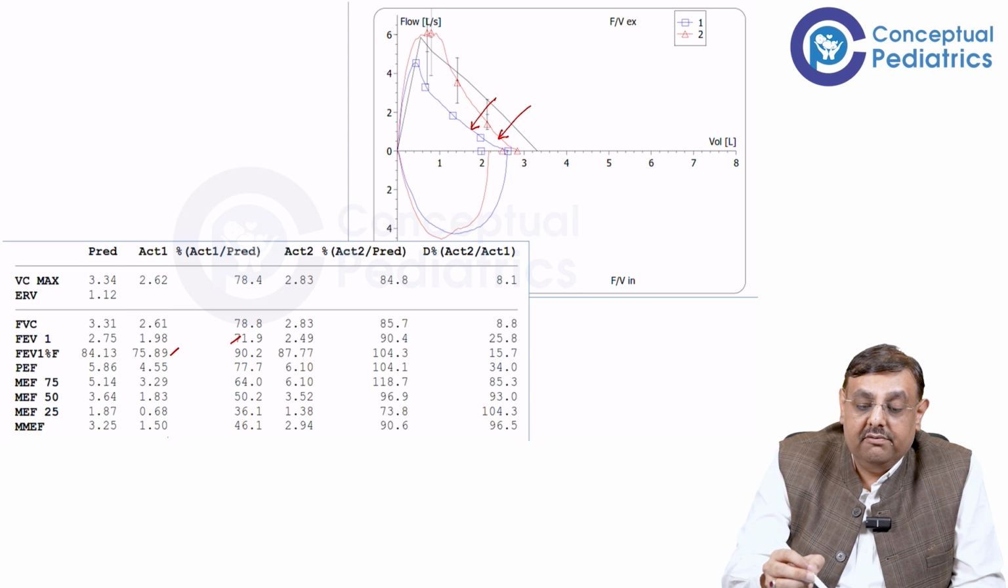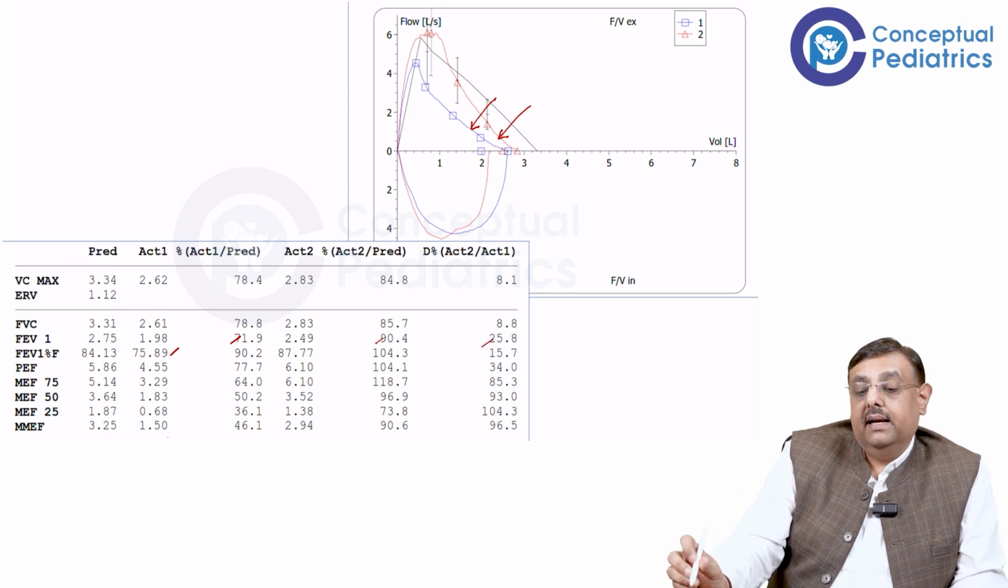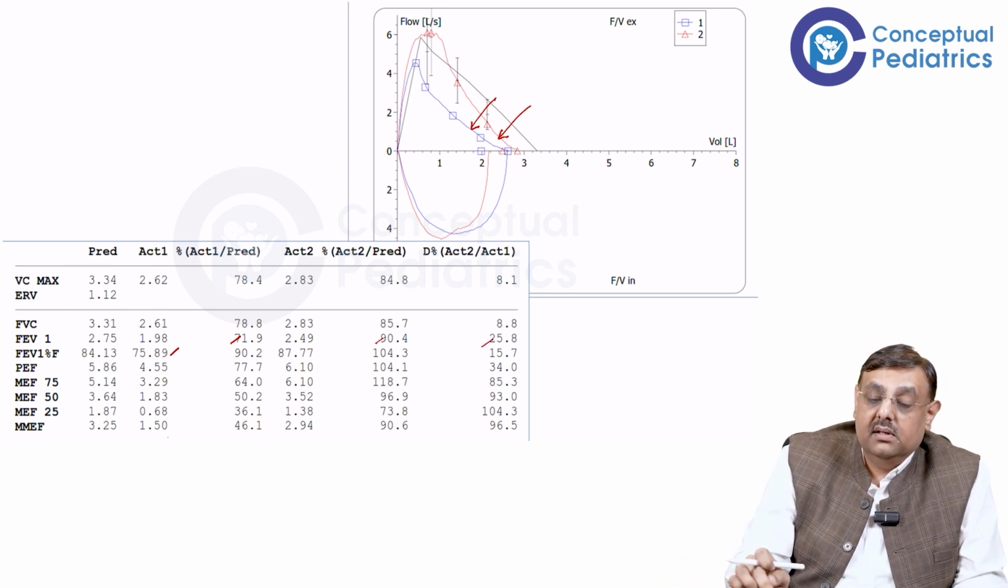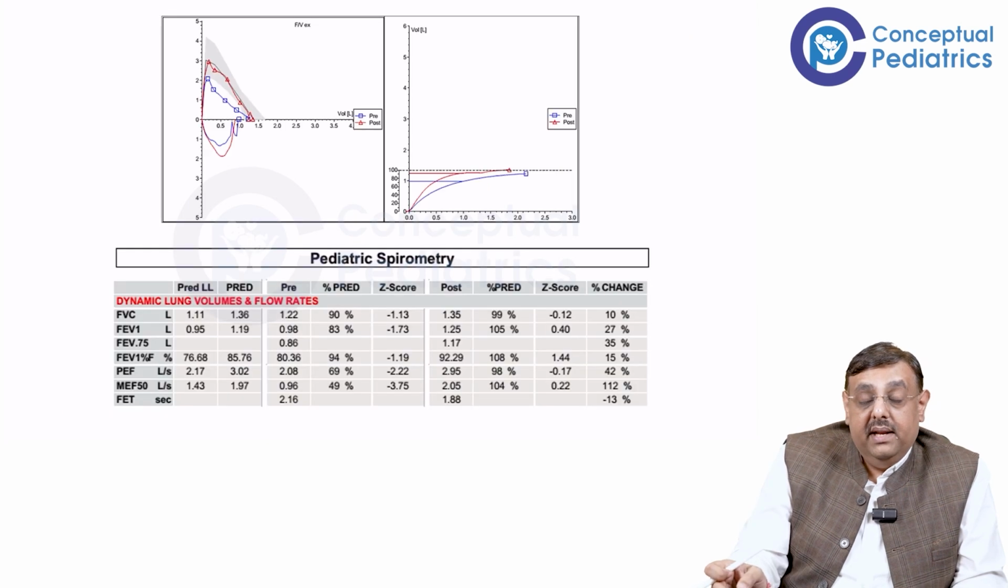And when you repeat a lung function after giving a bronchodilator, there is significant improvement in the FEV1s. It improves by 25%, telling us that there is an obstruction and there is reversibility. But pediatric spirometries can have many nuances.